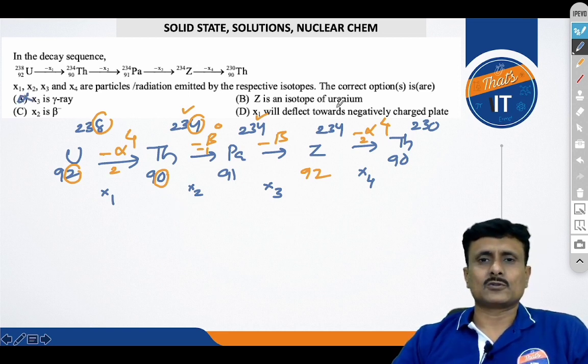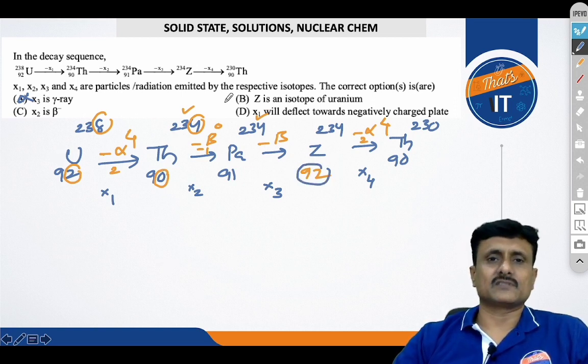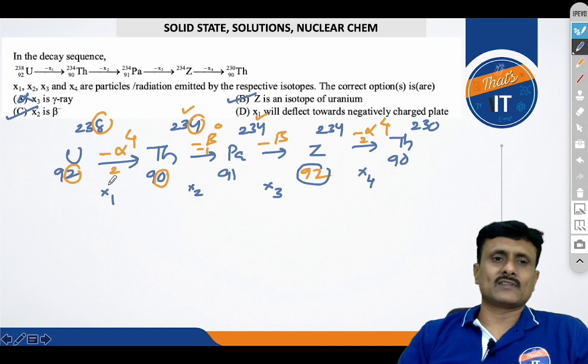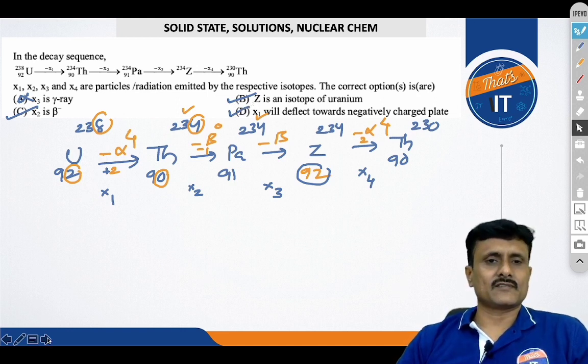X3 is a beta particle. Z is an isotope of uranium. You can see same atomic number, different mass number. This is true. X2 is a beta particle. Yes, this is also true. X1 will deflect towards, what is X1? Alpha, towards the negatively charged plate, because you know that this is a positively charged species. So this is also a true statement, right? More of a JEE Main kind of question.